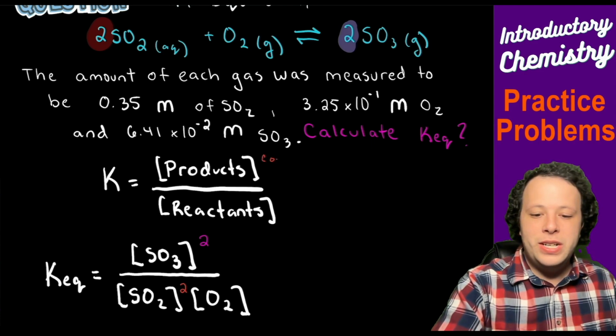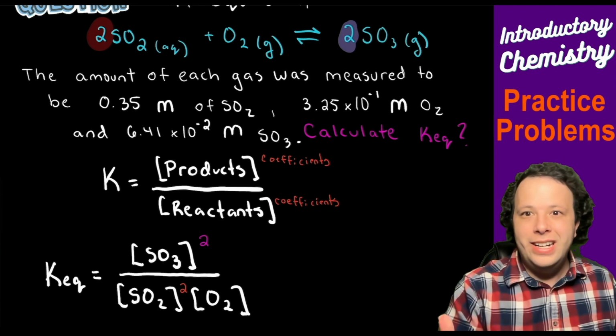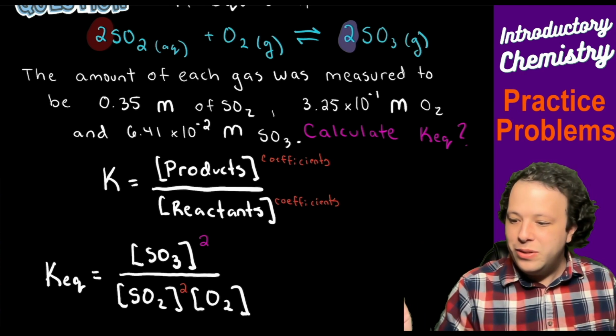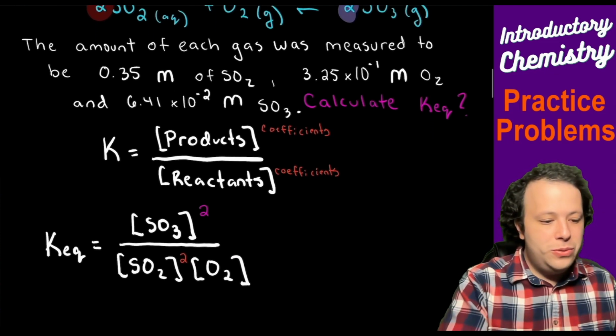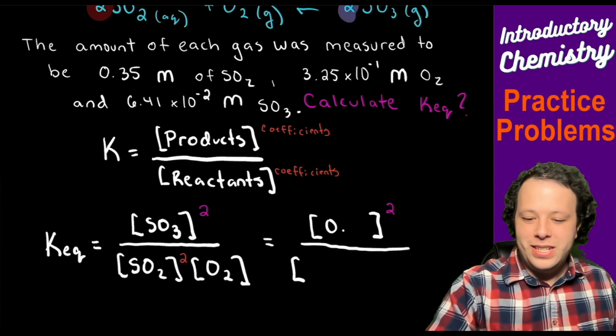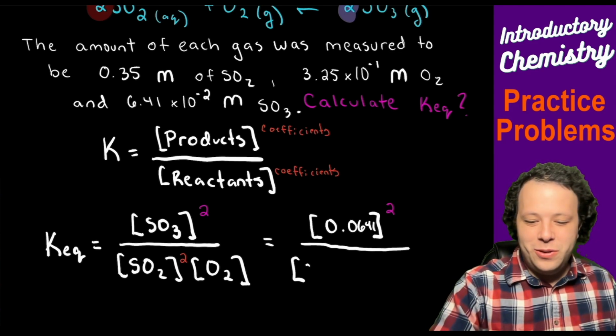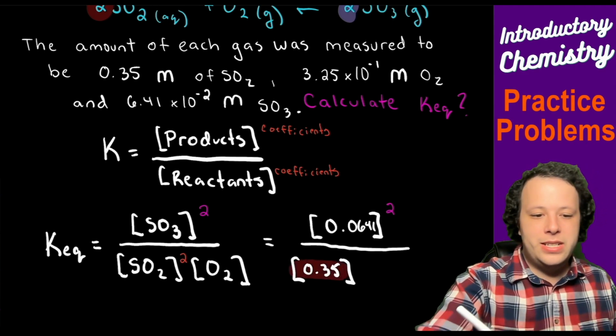So that is what I was mentioning, is that we need to raise these by their coefficients when we are writing out these values. So the problem calls for calculating its K value going through this. So when we are trying to calculate this, what we need to do is take our values and plug them in. So SO3 is 0.641 molar. Then for SO2, we have 0.35 molar. So let's just highlight those in the problem to help us see that.